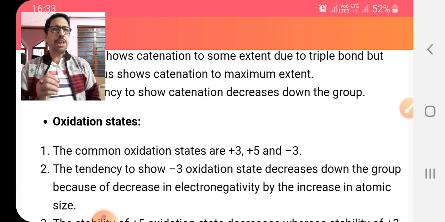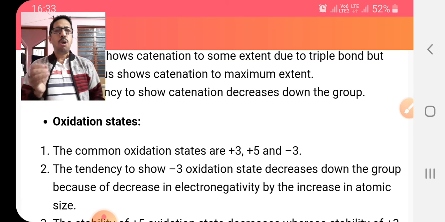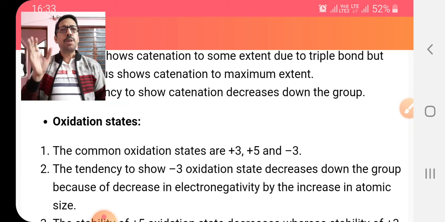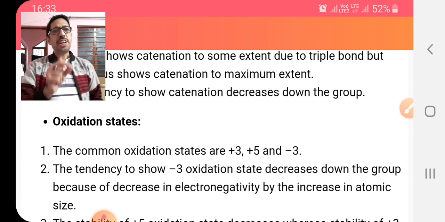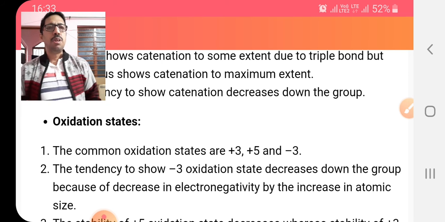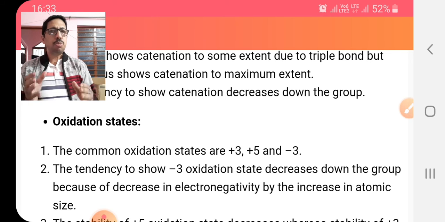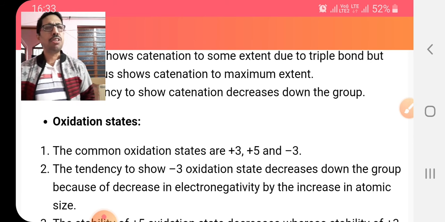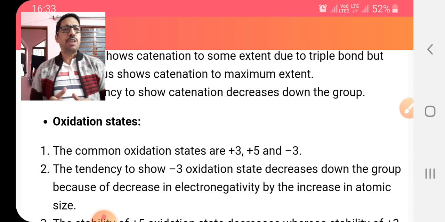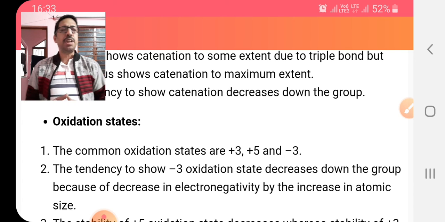So it is very important to remember that for all the p block elements belonging to a particular group, the first element always shows the negative oxidation state. The first element always shows the negative oxidation state. This is only because of their exceptionally small size and high nuclear charge. And the remaining two oxidation states, +3 and +5, are very common in group 15 elements.